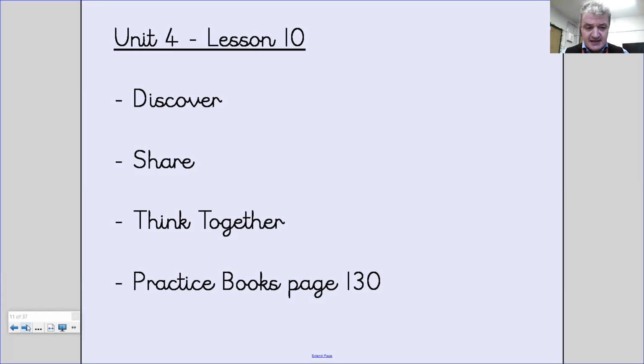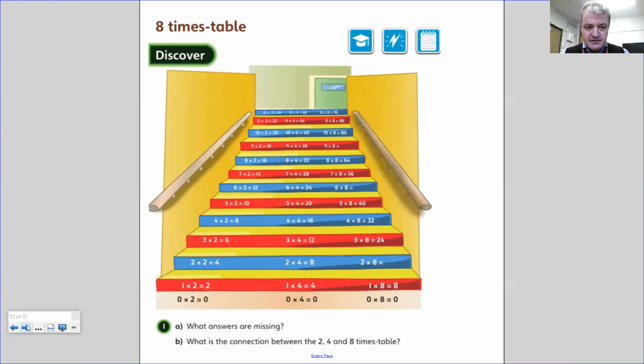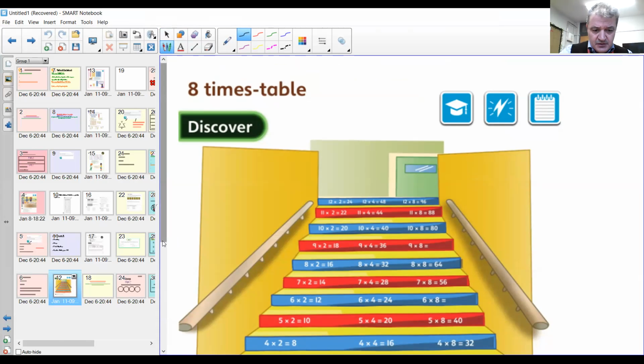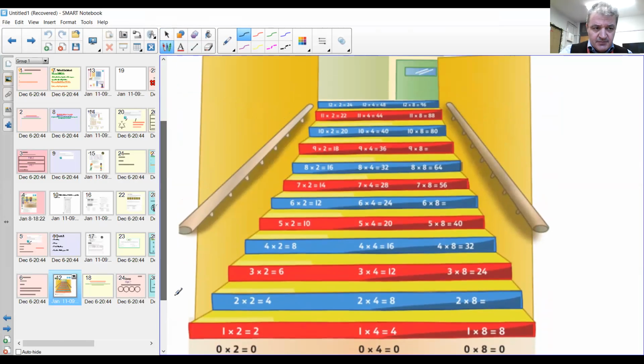Okay, so now we're going to look at the lesson. Okay, so discover. What you'll see is the question is basically what answers are missing. Question 1A at the bottom. And what is the connection between the 2, 4 and 8 times table? I can see that all the 2 times table is there. See that? All the way up the stairs. What about the 4 times table? All there. So we're looking at the 8 times table.